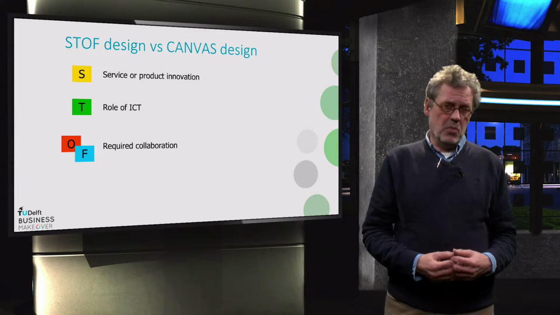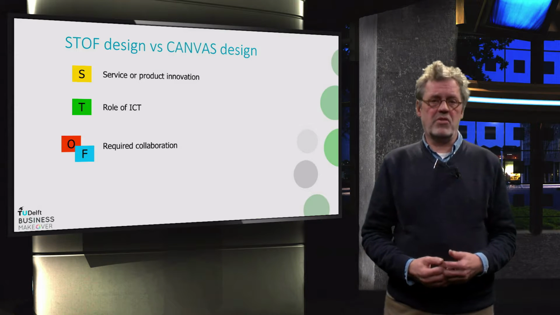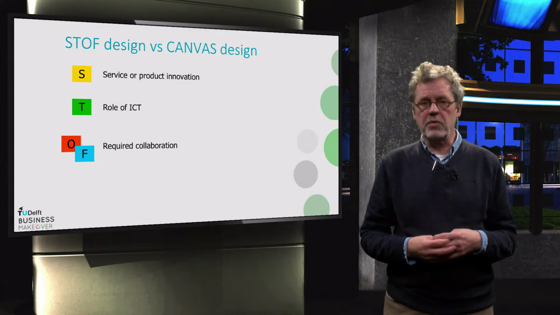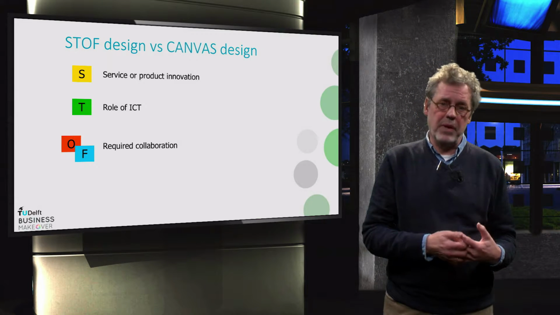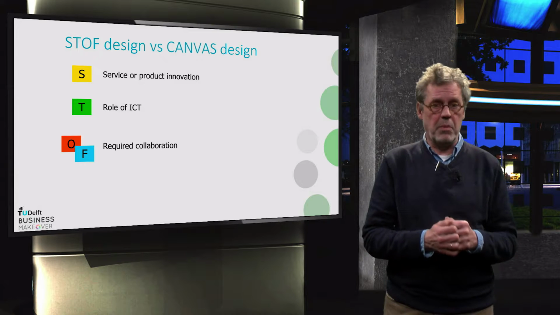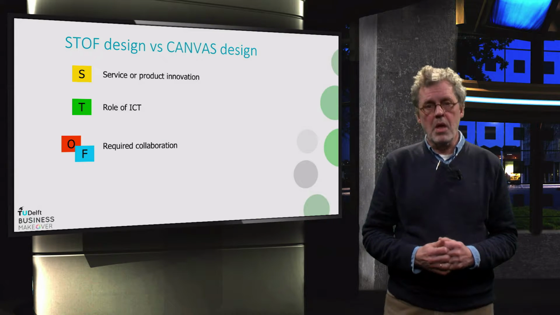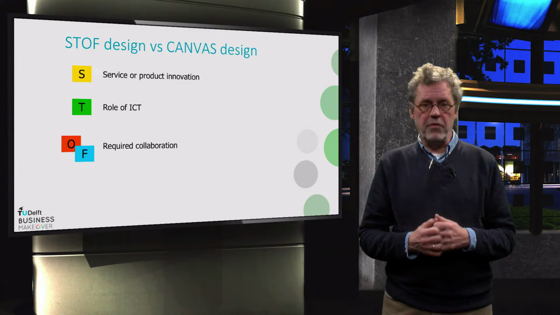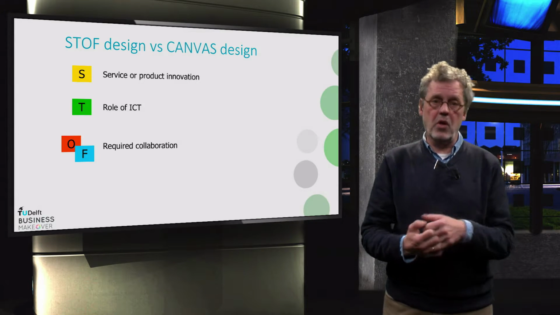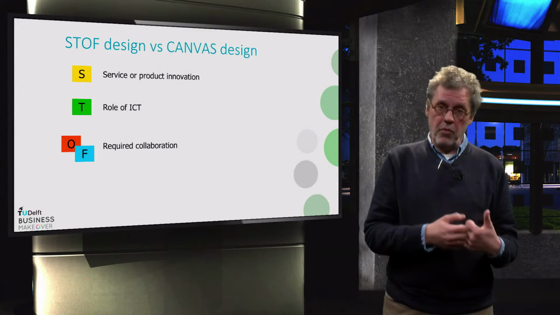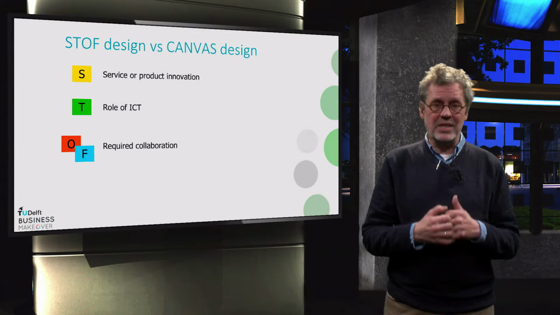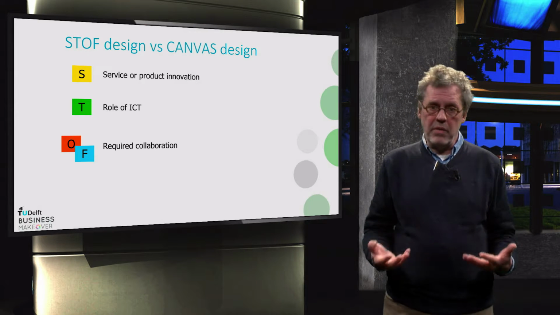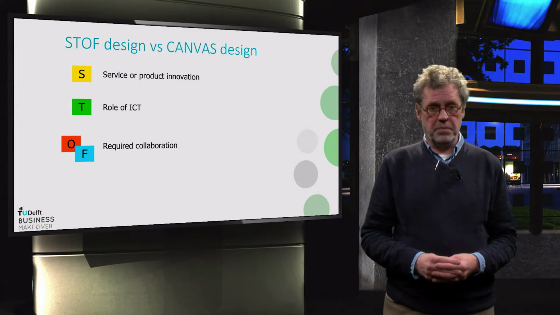When designing a business model according to STOF, you create a design for each of these four domains. In this basic description of the STOF model, you recognize familiar aspects from the Canvas, but also some important differences. Compared to the Canvas, STOF focuses on a service or product innovation instead of on a single company, the role of information and communication technology as key enabler for innovation, and the realization of required collaboration between some key partners.